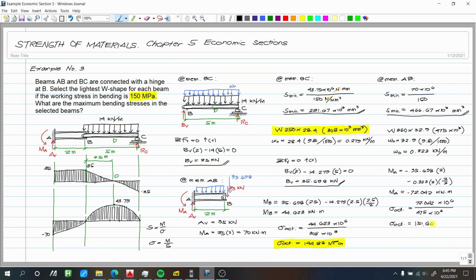So, 667 megapascal. Kanina, sa member B natin, okay tayo, kasi nag-less than siya sa ating working stress. Ito, not okay kasi nag-exceed tayo sa 150. So hindi siya pwede. Ang gagawin natin, magpapalit na tayo ng section.